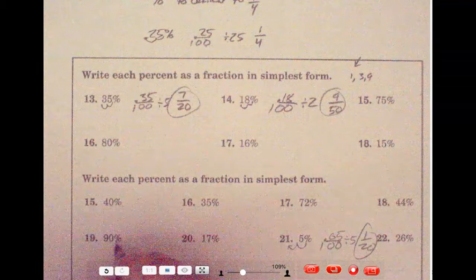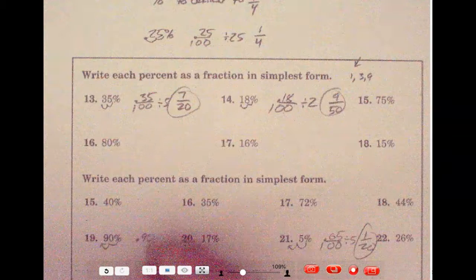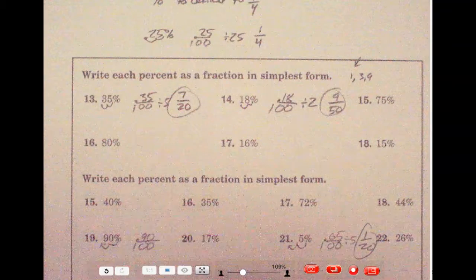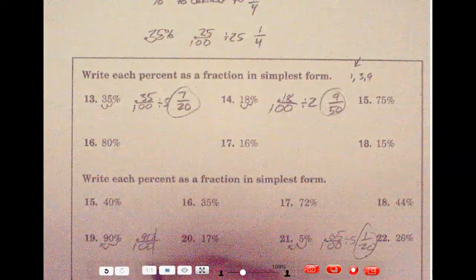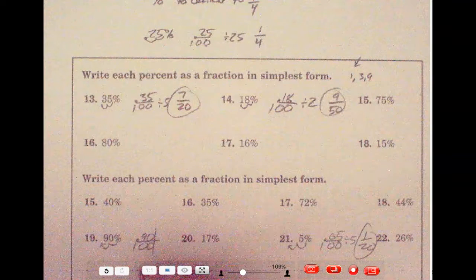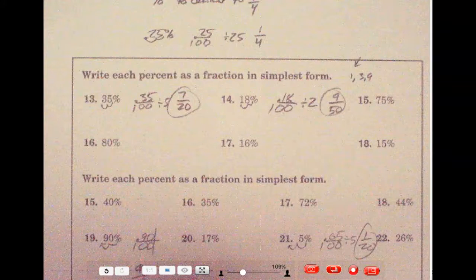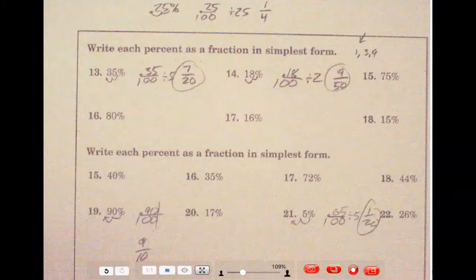90%. Okay, move it 2. We have 0.90. Make that into a fraction bar, 0 under each digit, 1 in front of the whole thing. We have 90 100ths. I can divide by 10 just by crossing zeros out. I have 9/10. And that is in simplest form, 9/10.